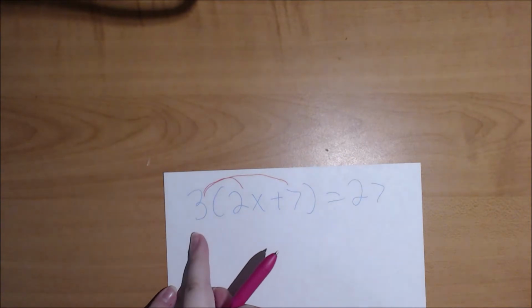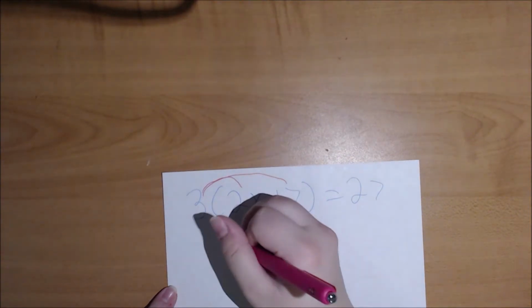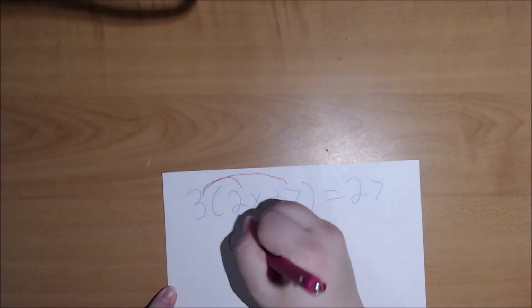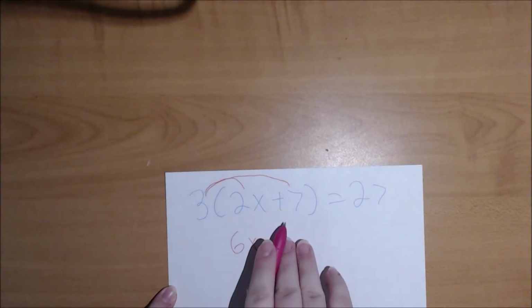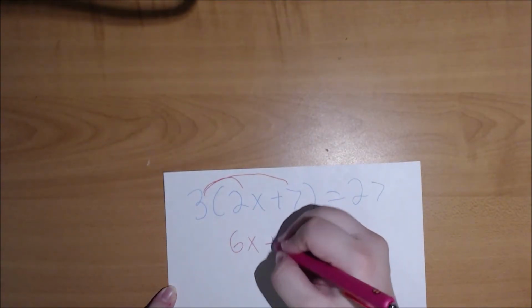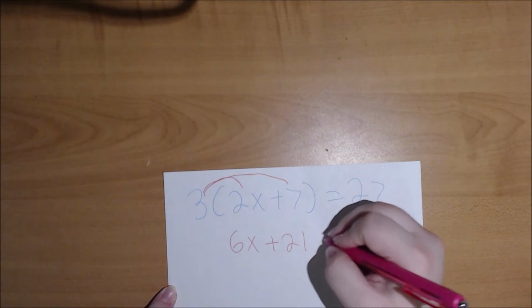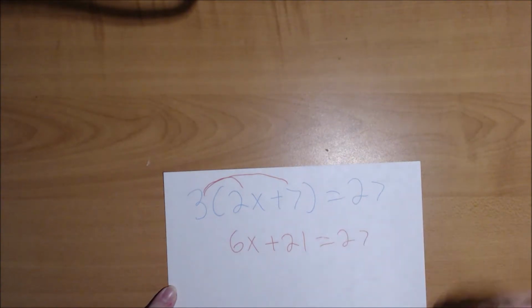So I'm going to do 3 times 2x. That's going to give me 6x. And I'm going to do 3 times 7, which is going to give me positive 21. I'm just going to go ahead and bring down the 27. So 6x plus 21 equals 27. And now we're going to solve it just like normal.